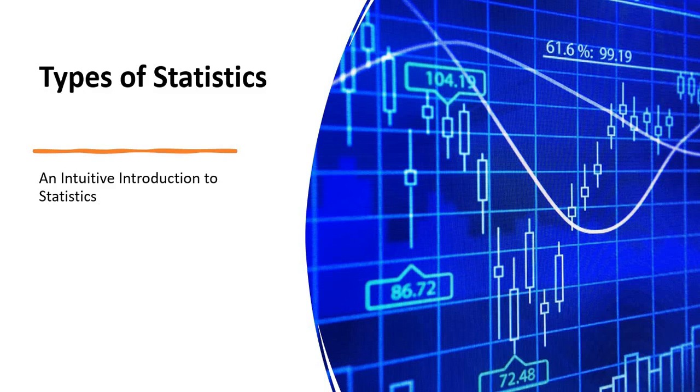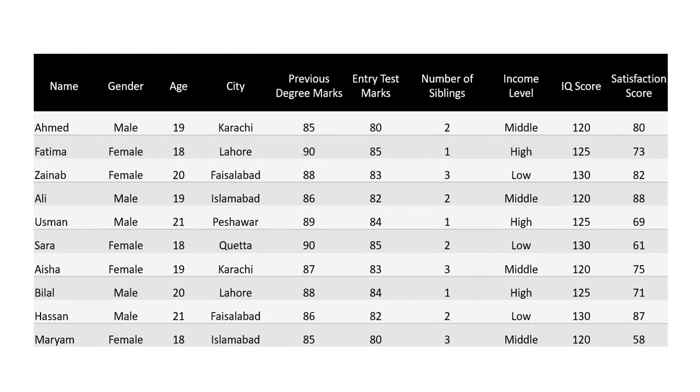In the last video, we discussed sampling. Now, suppose you have decided on a sampling approach and you have selected your sample and collected data. What next? For example, suppose you have data in this form. You have collected data from students and you have their names, genders, ages, city, previous degree marks, entry test marks, number of siblings, income level, IQ score, and their satisfaction score. Now, what to do next? Now you will analyze this data.